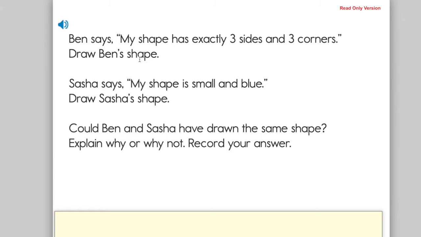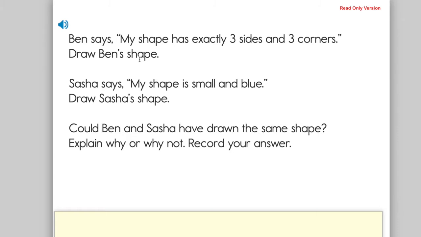Sasha says, my shape is small and blue. Draw Sasha's shape. Now, if you don't have a blue crayon nearby, you can just write down on the shape that it's blue with your pencil. If you don't have a blue nearby, that's okay.